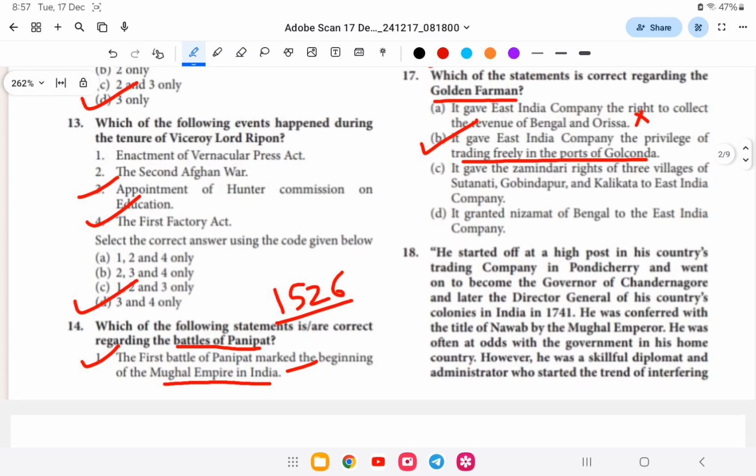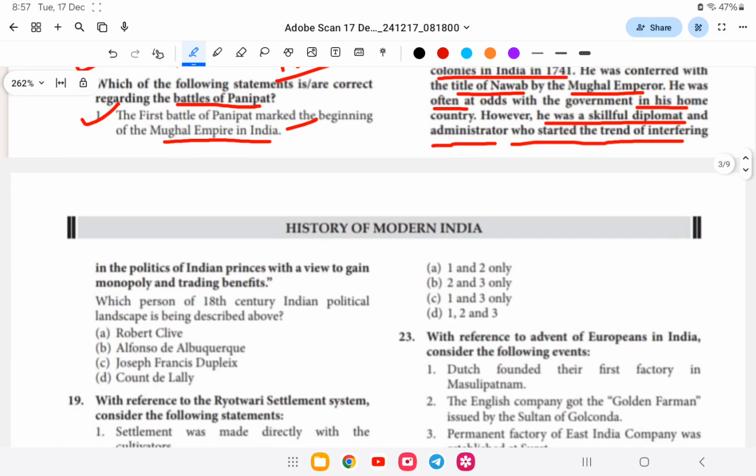Question number 18. He started off at a high post in his country's trading company in Pondicherry and went on to become the governor of Chandranagore and later the director general of his country's colony in India in 1741. He was conferred with the title of Nawab by the Mughal emperor. He was often at odds with the government in his home country. However, he was a skillful diplomat and administrator who started the trend of interfering in the politics of Indian princes with a view to gain monopoly and trading benefits.